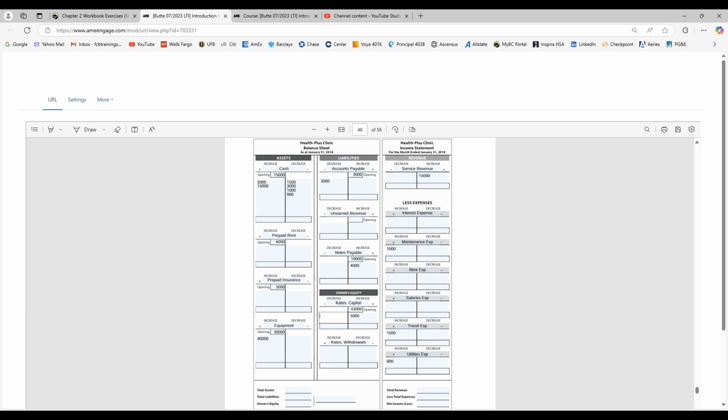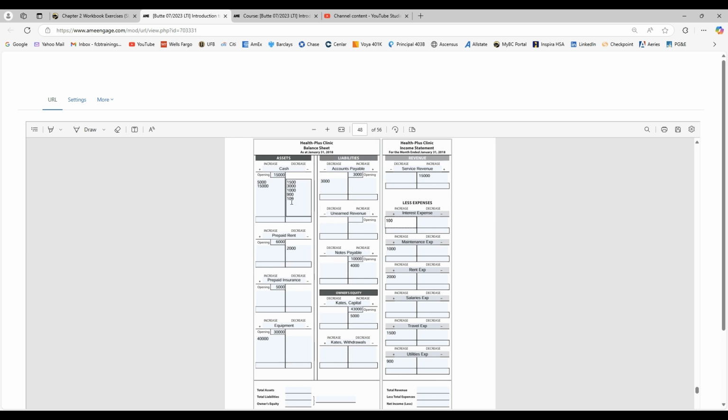Recognize $2,000 of prepaid rent as an expense. So we have a beginning balance of prepaid rent of $6,000, but we're using up $2,000 of that this month. So we're going to reduce that prepaid rent and record $2,000 rent expense. Paid $100 interest for the month with cash. So we're going to reduce cash, and this is interest expense of $100.